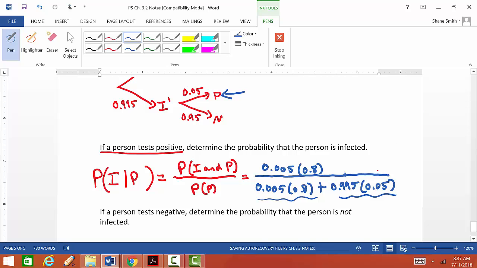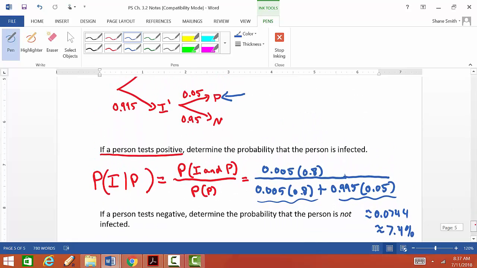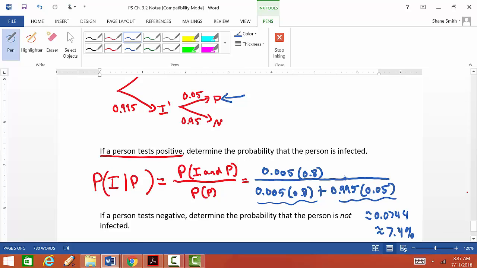Okay? And the answer to this is 0.0744, or about 7.4%. So think about this. If this test says I have a positive result, there's a 7.4% chance that I am infected with the virus. So is this a good test? Not really. And this is why it's so important, if a disease is rare, to have a very accurate test, because this test isn't really that accurate.